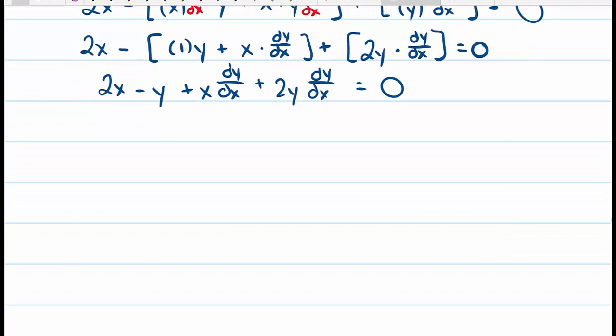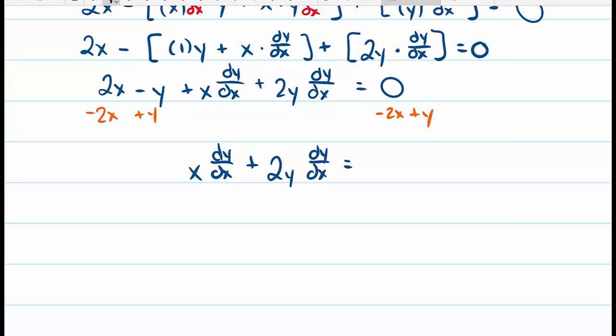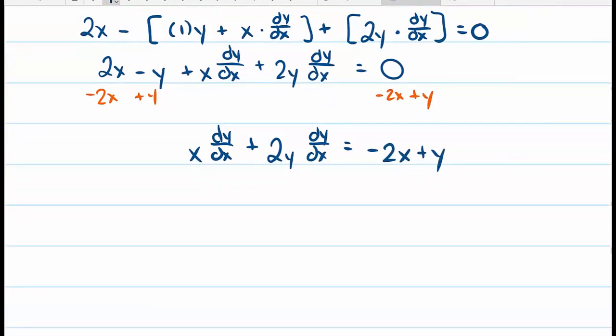Okay. Now we need to get all of our terms with dy/dx to one side and everything else on the other. So I'm going to subtract 2x and I'm going to add y to both sides. If you need to do them one step at a time, that's all right. dy/dx plus 2y dy/dx is equal to negative 2x plus y.